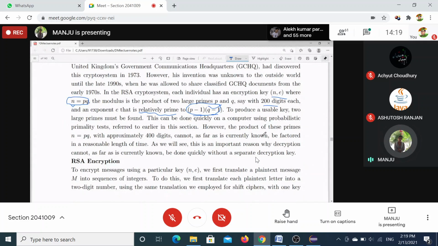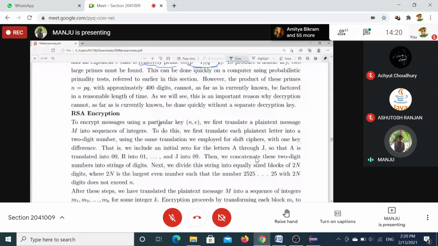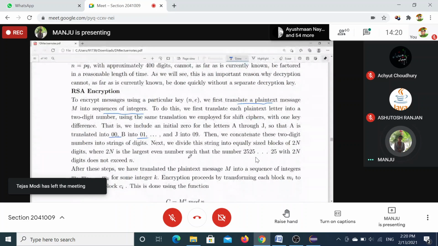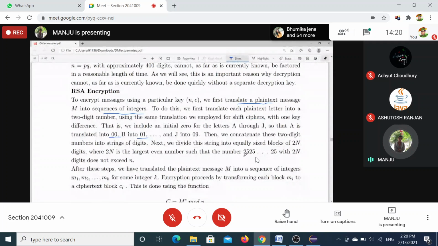For RSA encryption, to encrypt the message with this key, you translate the plain text message, whatever text message there is, into a sequence of integers. How? A is replaced with 00, B is replaced with 01, C is replaced with 02. Then what you do? You take blocks of 4 digits, or you can say equally sized blocks of 2 digits, in order. Okay.